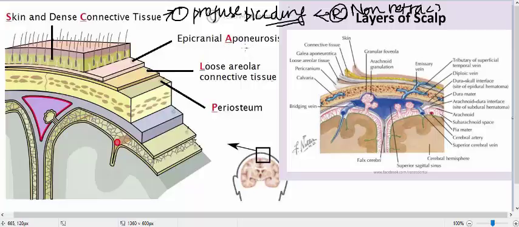This epicranial aponeurosis is formed by the frontal belly and occipital belly of occipitofrontalis, right? We'll be dealing with the occipitofrontalis muscle in this class itself, so don't worry. This epicranial aponeurosis has many names like epicranial aponeurosis, aponeurotic layer, or Galea aponeurosis. Remember this. And some people, it's funny to say, call it the natural helmet. You know, it looks like a helmet-like structure.